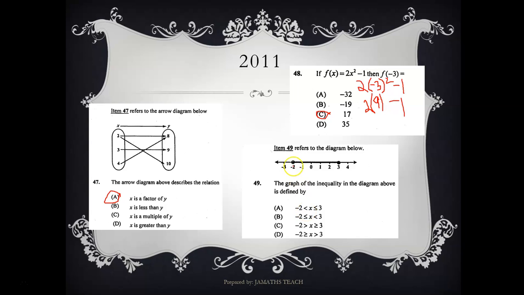So that means it would be x is greater than negative 2, no or equal to, and x is less than or equal to positive 3. So we have the underlining, that's the or equal to, because the circle over the 3 is shaded. So our answer would be A.